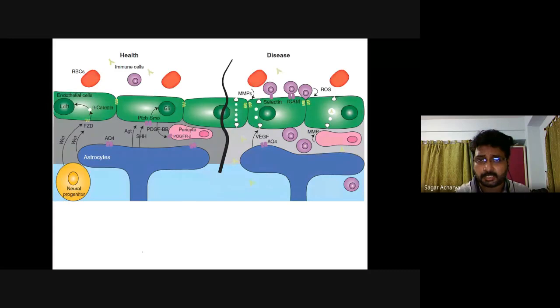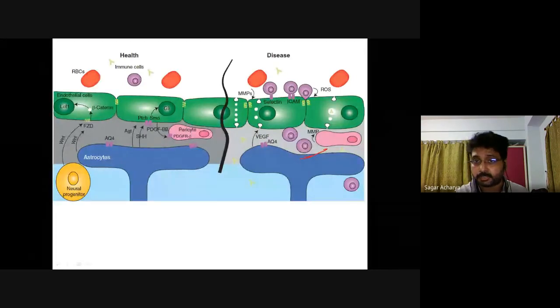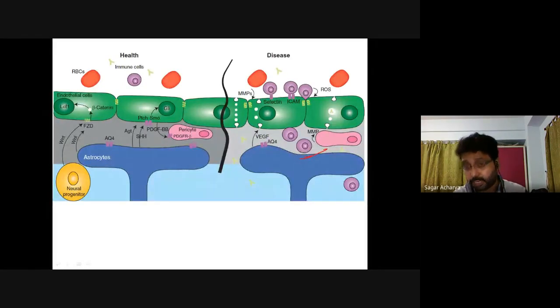So there is the healthy blood-brain barrier, and another one is disease. When these barrier properties are very much compromised, you find leukocytes entered, lymphocytes or other neutrophils entered in the brain that are not there when the brain is healthy. There is also a huge amount of ROS generation when there is blood-brain barrier disruption.